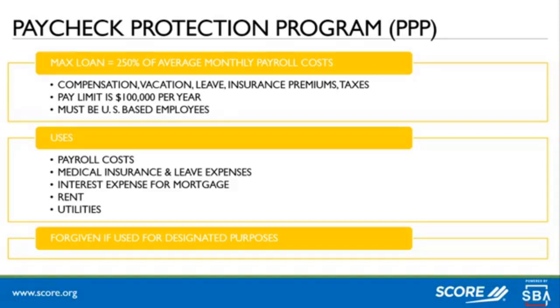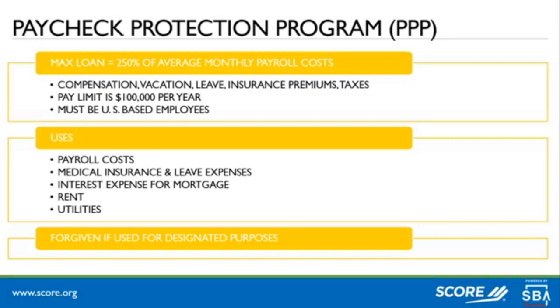If you've mortgaged the building that you're in, or any of the other things that are related to that, the interest but not the principal can be included in the uses. And then if you're not mortgaged but you're renting, your rent expense and your utility expenses. Now the big thing, and it's a 1% loan.